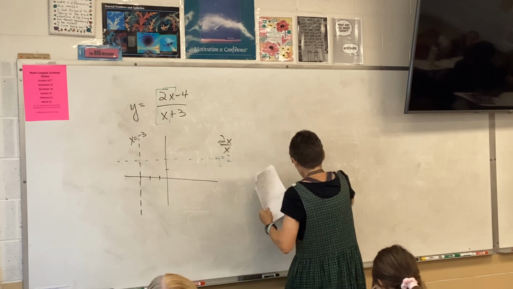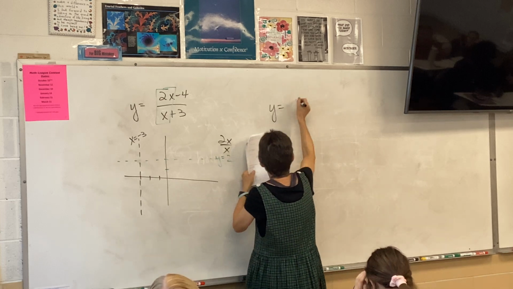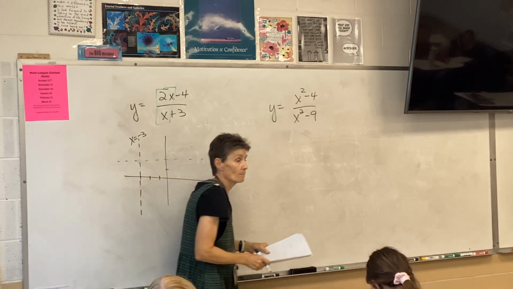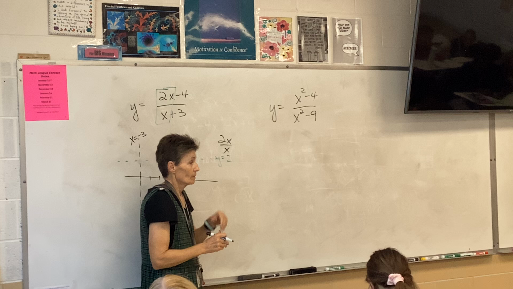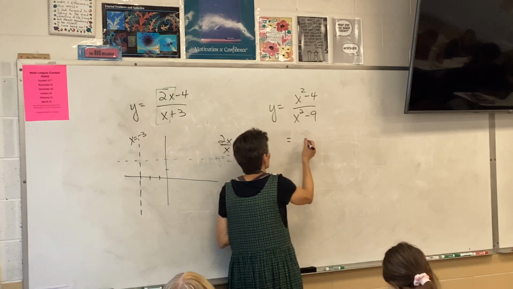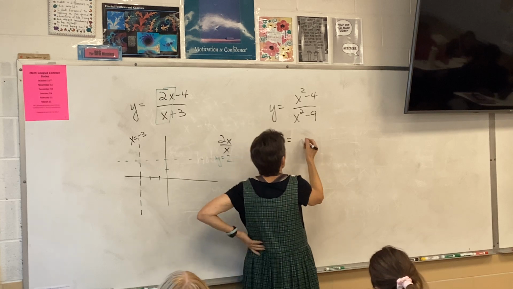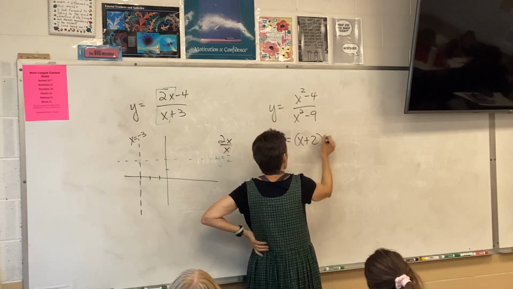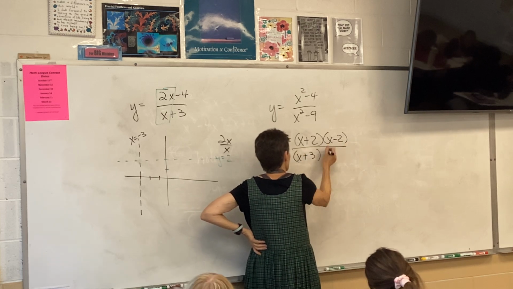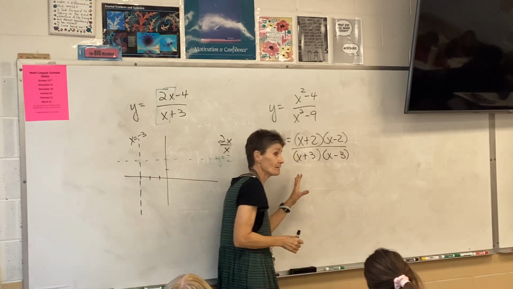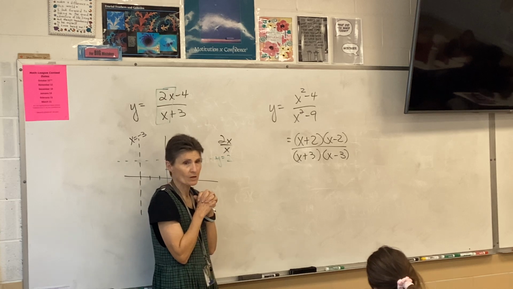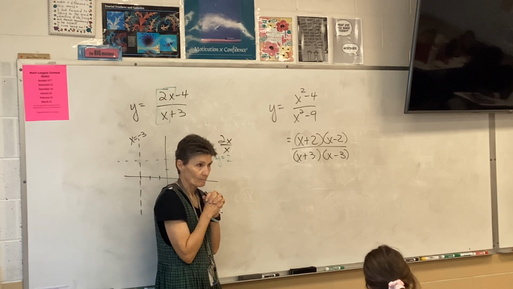Let's look at the next one. What should I do first? Factor it. So how does the top factor? x plus 2, x minus 2, good. How does the bottom factor? x plus 3, x minus 3, okay. So I have a lot going on, but does anything cancel? So this problem will also have no holes.